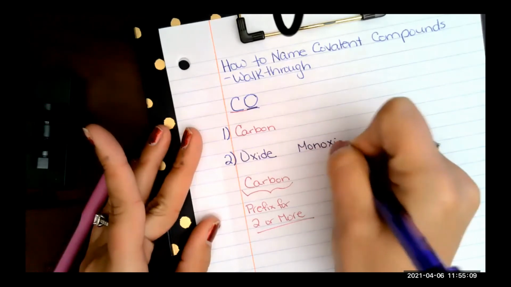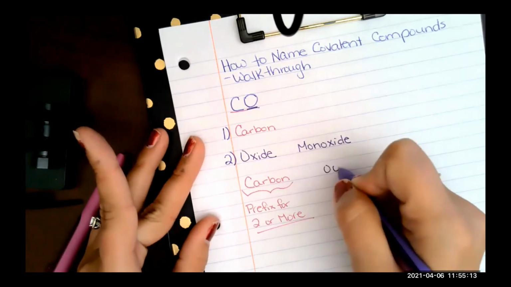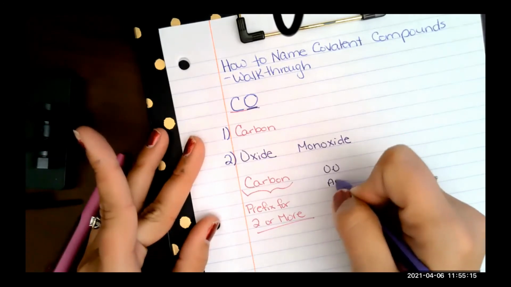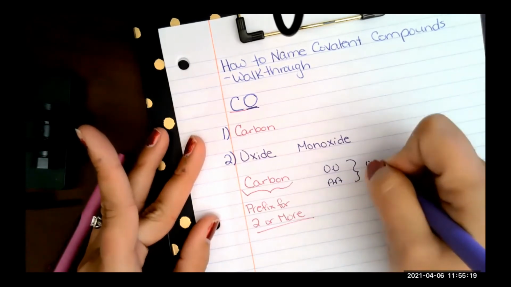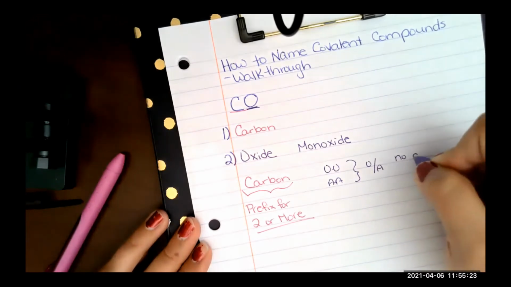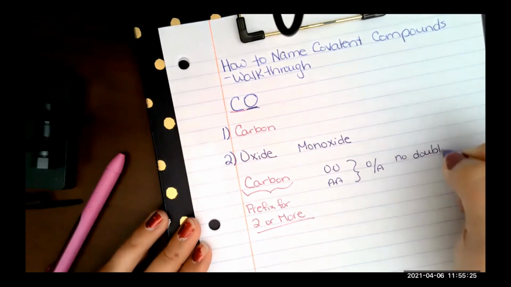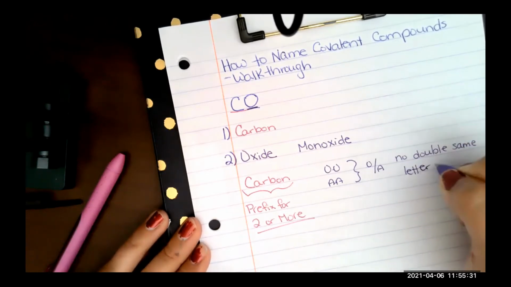But instead of writing mono-oxide, we just write monoxide, because when there is that double O, or like a double A, which sometimes happens, you just write either O or A. No double vowels, no double same letter vowels.